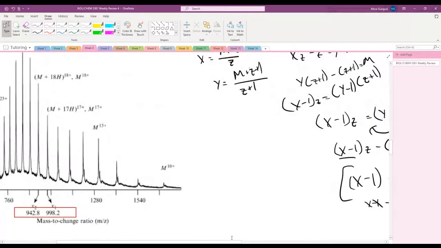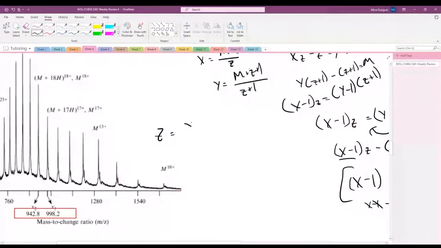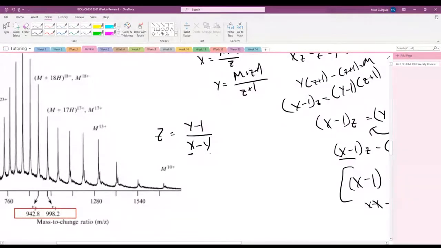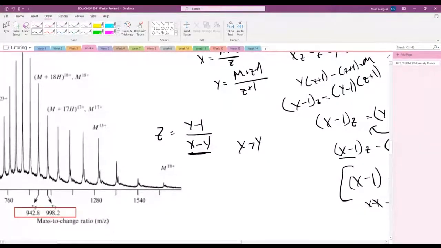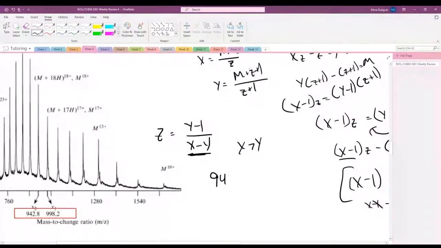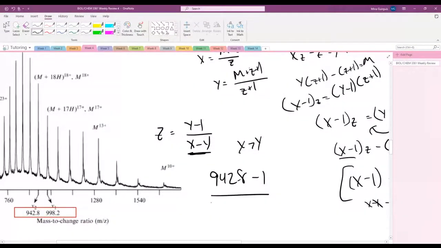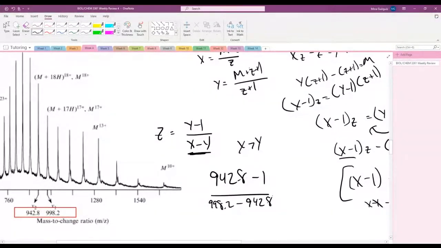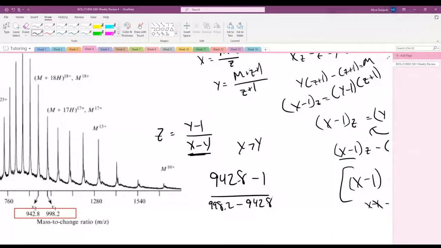Remembering that z is equal to y minus 1 over x minus y, and remembering that x is the larger number. The reason we can always remember this is because if it weren't, the bottom would give us a negative. So x is always the larger number. So we're going to say 942.8 minus 1 over 998.2 minus 942.8. I'm going to give you all a second because I want everyone to plug it into their calculators to see how much easier that is. And the number we get out of it is indeed 17, just like that.